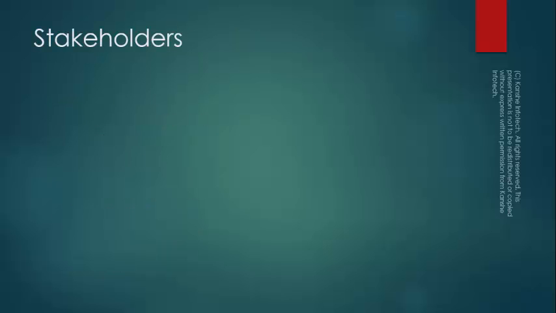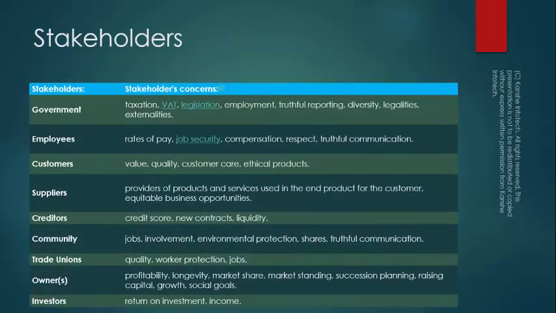All right. So who are the stakeholders? Now, I mentioned all the different stakeholders. Here's a list of some of the stakeholders and what their concern is. The government, their concern may be taxation, value-added tax, legislation, employment, truthful reporting, diversity, legalities, externalities, etc. What about employees? Employees are another stakeholder. Their concerns could be rate of pay, job security, compensation, respect, truthful communication. Customers, another stakeholder. Value, quality, customer care, ethical products could be their concerns.